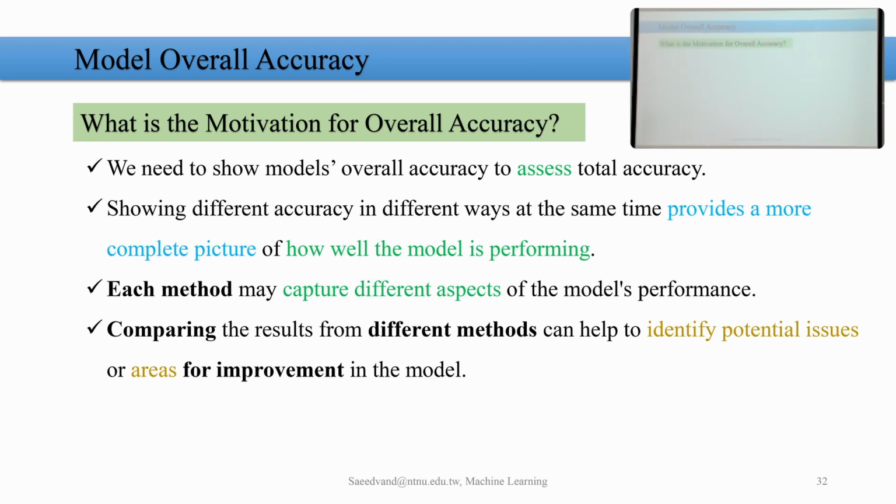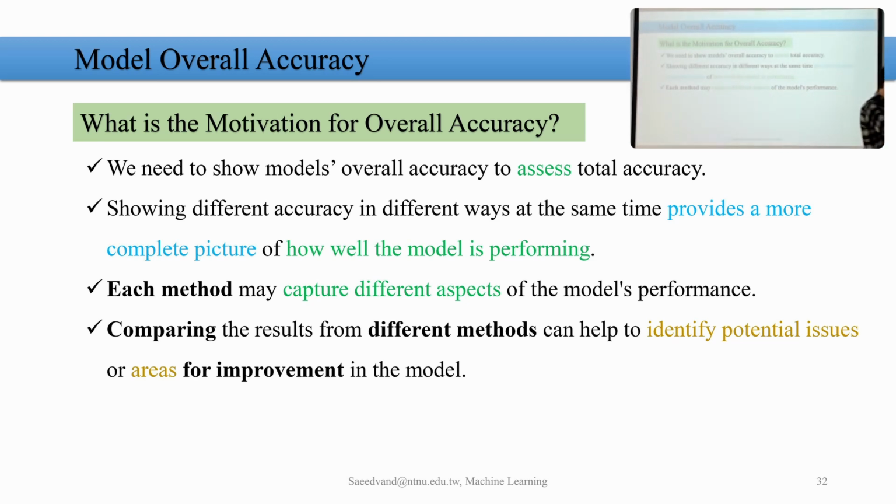First of all, what's the motivation? The motivation is that we need to show the model's overall accuracy, to assess the accuracy, total accuracy, that's clear. Showing differences in different ways, providing a more complete picture of how the model is working. And each method may have different aspects to show the performance.